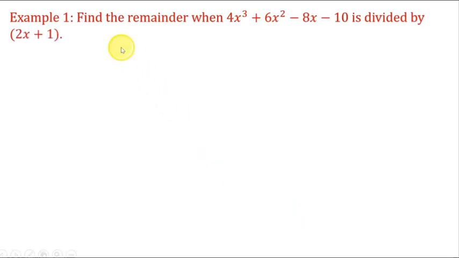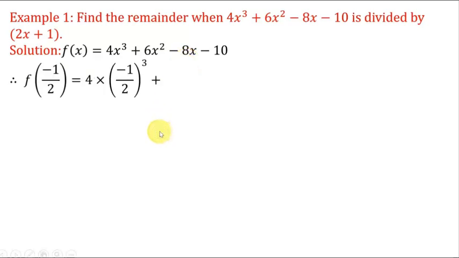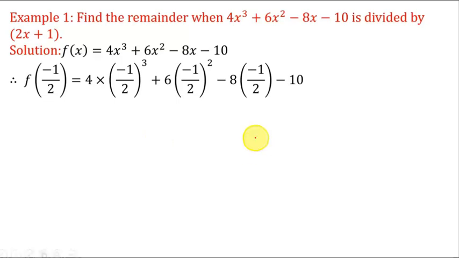Now first example, find the remainder when 4x cube plus 6x square minus 8x minus 10 is divided by 2x plus 1. Here our function f of x is equal to 4x cube plus 6x square minus 8x minus 10. To find the remainder, we'll apply the remainder theorem, that is 2x plus 1 is equal to 0. Therefore, 2x is equal to minus 1, and hence x is equal to minus 1 upon 2. Now replace x by minus 1 upon 2.